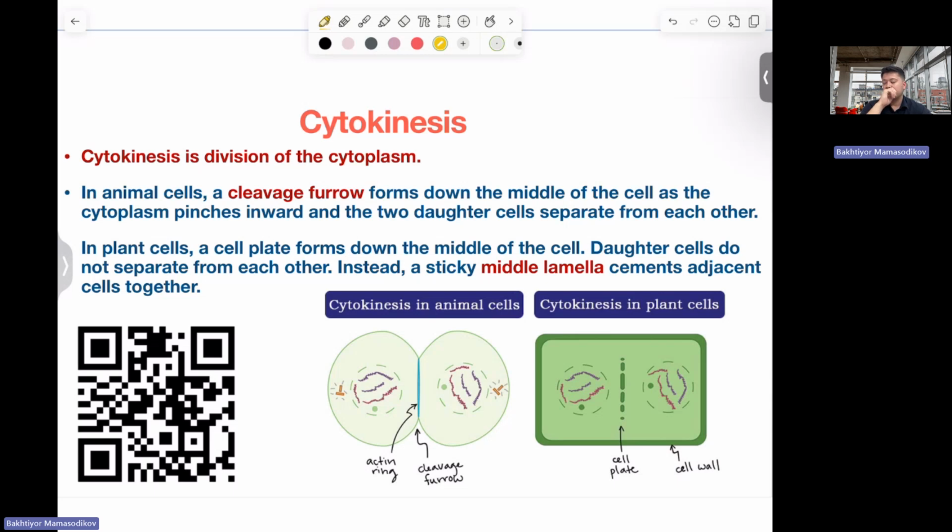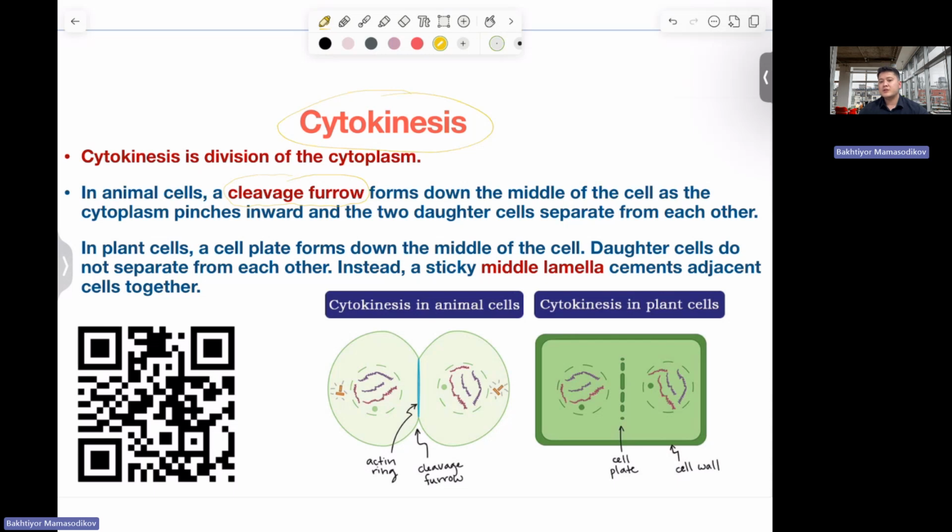Let's talk about it. In the animal cell, cytokinesis is called formation of the cleavage furrow, okay? Cytokinesis means division of the cytoplasm. Mitosis is the division of the nucleus. So division of the cytoplasm is cytokinesis: the division of the cytoplasm into two daughter cells after the nucleus has divided during mitosis. In animal cells, it's done by cleavage furrow formation.